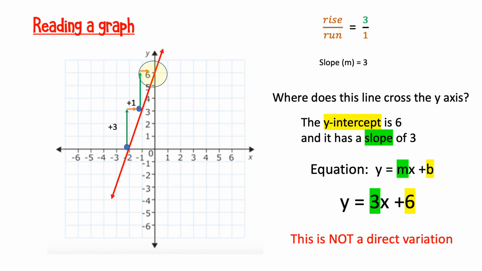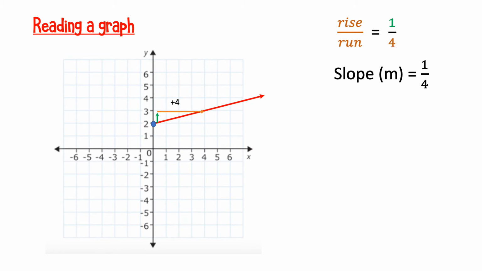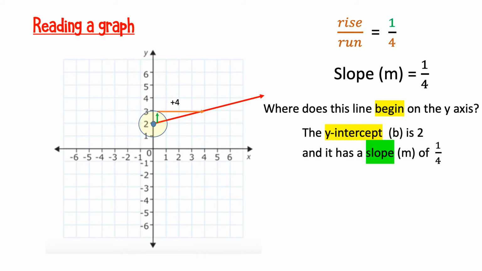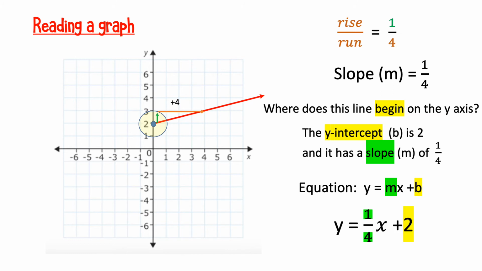This is not a direct variation because it does not cross through the origin. It does not have a point at 0, 0. Here's another situation where it is not a direct variation. The slope is up 1 over 4. So when we write this equation, we look at where it begins on the y-axis. This is our y-intercept. The y-intercept is 2 and the slope is 1/4. So we say y equals 1/4 x plus 2. When we have a non-proportional relationship, we must add the y-intercept to our equation.